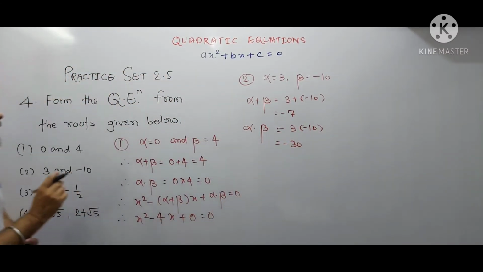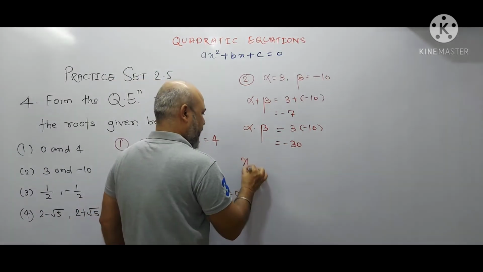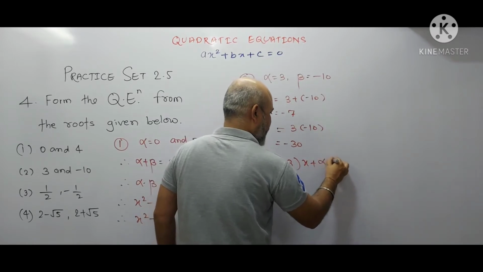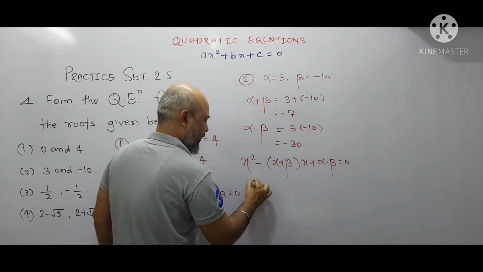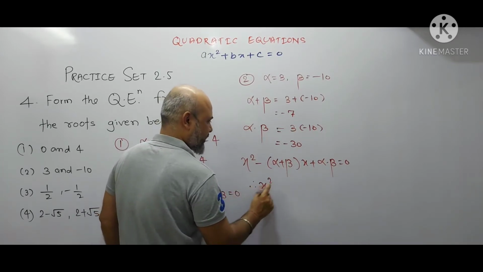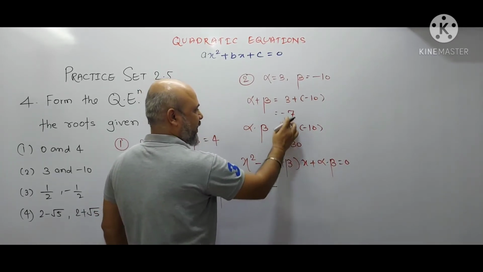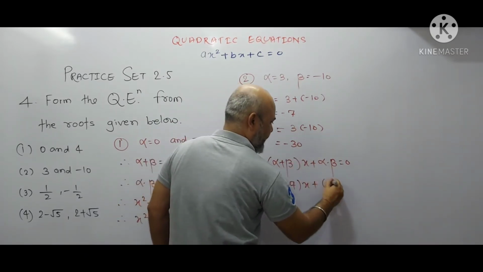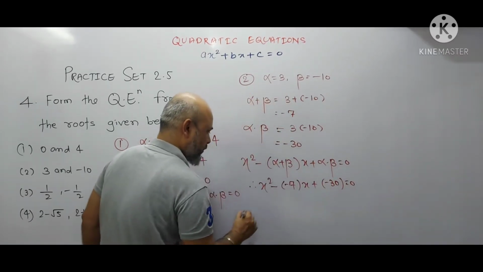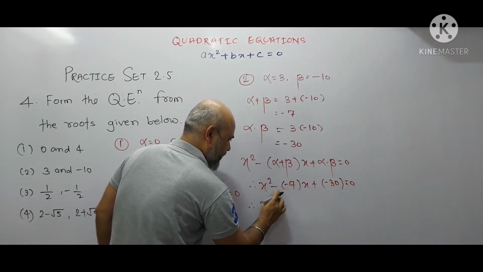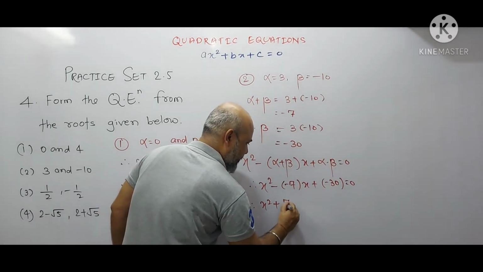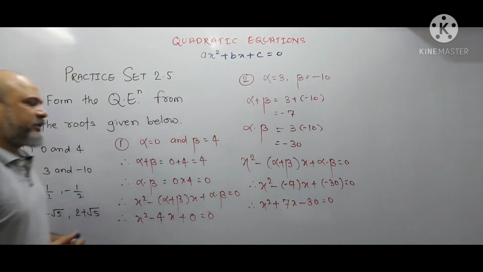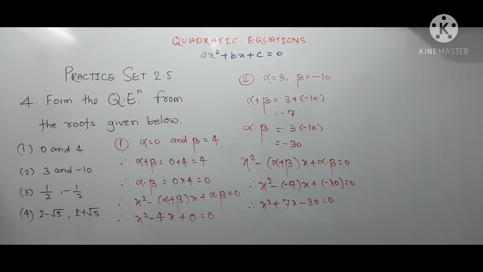Now we'll frame the quadratic equation by using the formula x square minus alpha plus beta into x plus alpha into beta, this is equal to 0. So therefore we will get the required quadratic equation, that is x square minus alpha plus beta is minus 7, x plus alpha into beta is minus 30, this is equal to 0, and therefore x square, this minus minus becomes plus, you will get 7x plus minus 30, this is equal to 0. So this is the required quadratic equation for the second one.